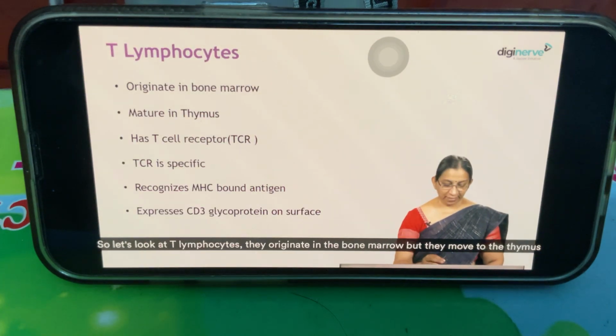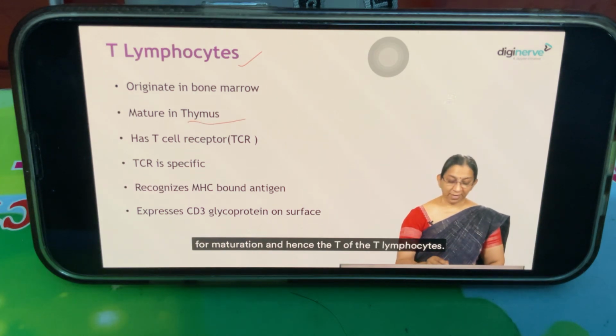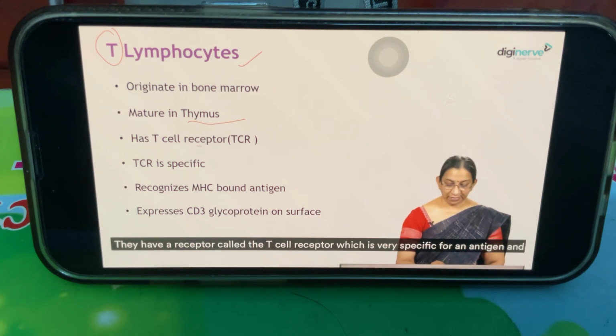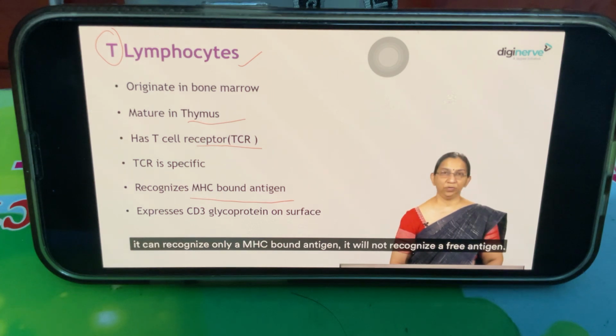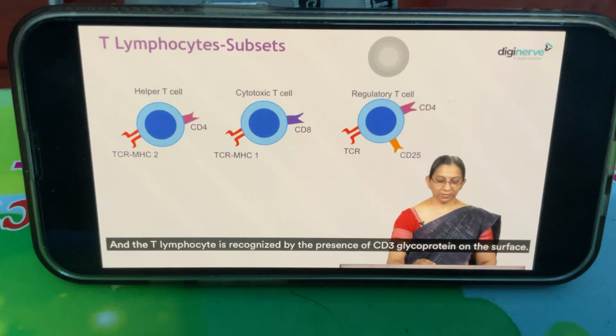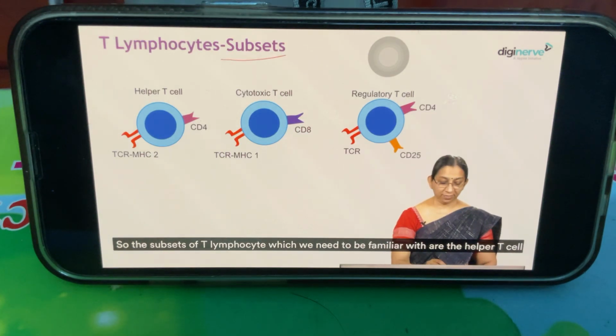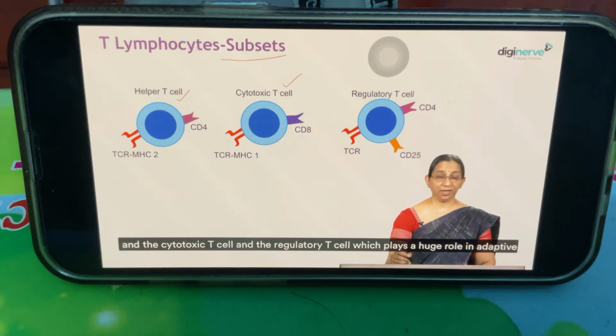So let's look at T lymphocytes. They originate in the bone marrow, but they move to the thymus for maturation, and hence the T of the T lymphocytes. They have a receptor called the T cell receptor, which is very specific for an antigen, and it can recognize only an MHC-bound antigen. It will not recognize a free antigen. And the T lymphocyte is recognized by the presence of CD3 glycoprotein on the surface. The subsets of T lymphocyte which we need to be familiar with are the helper T cell, the cytotoxic T cell, and the regulatory T cell, which plays a huge role in adaptive immunity.